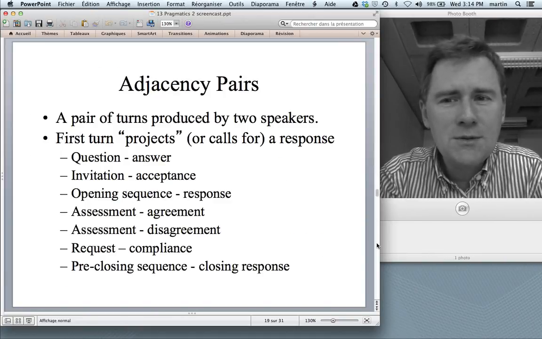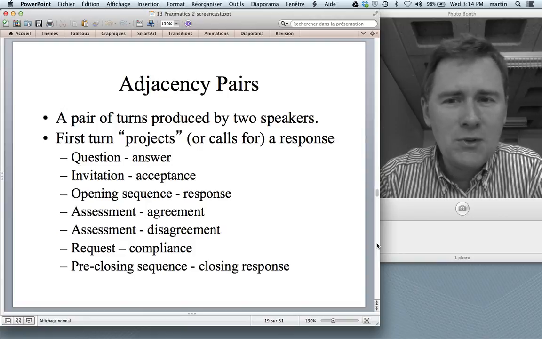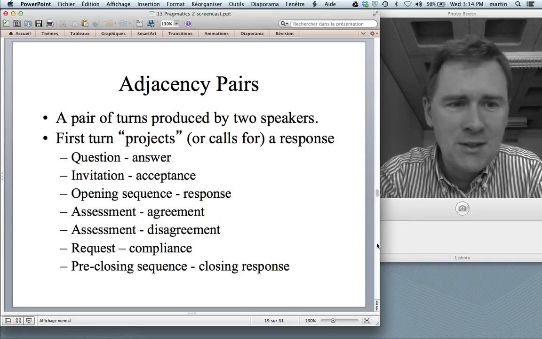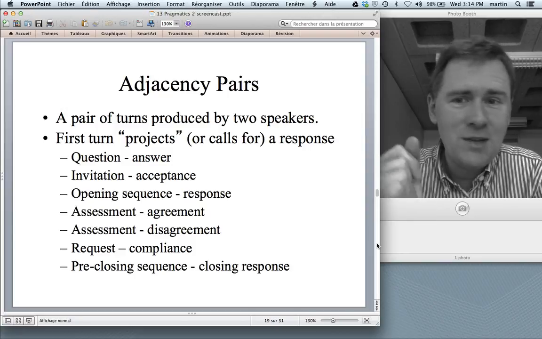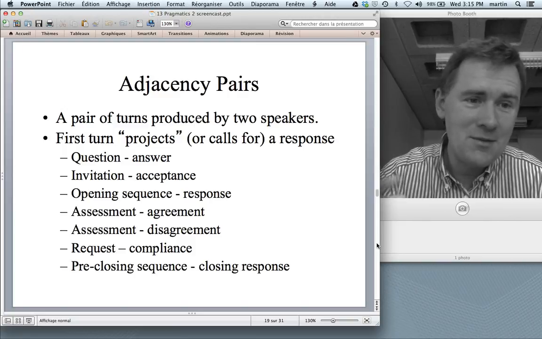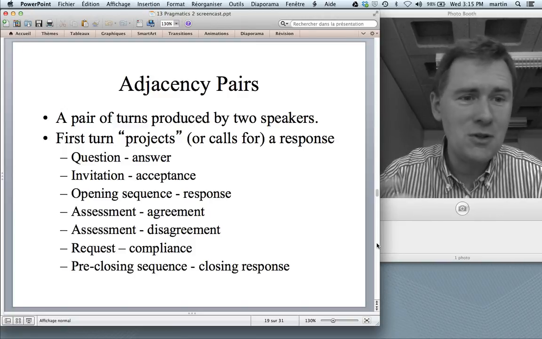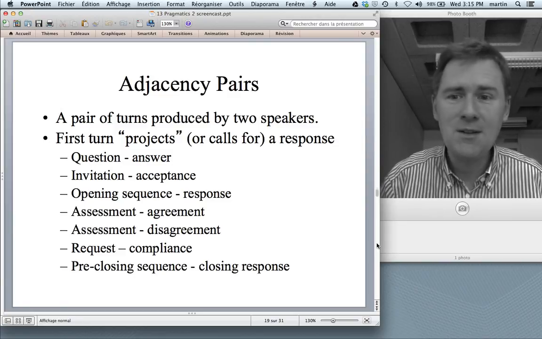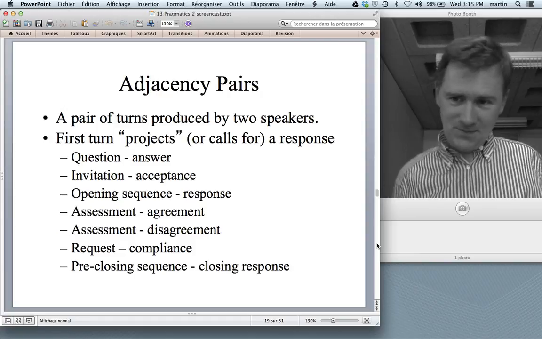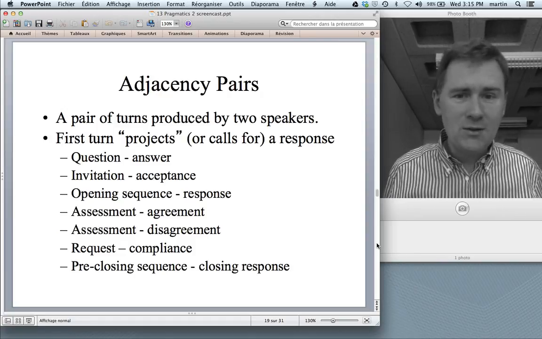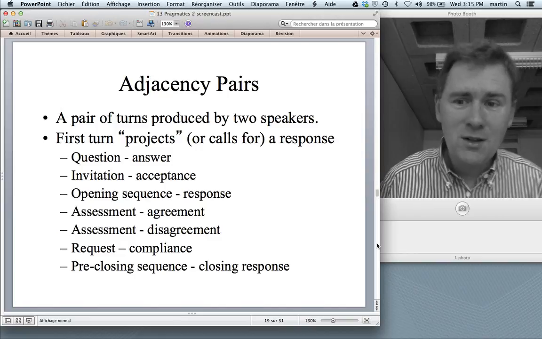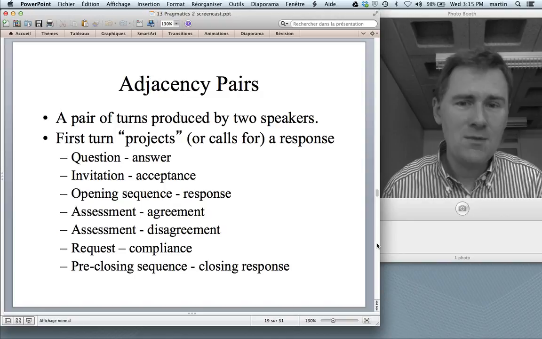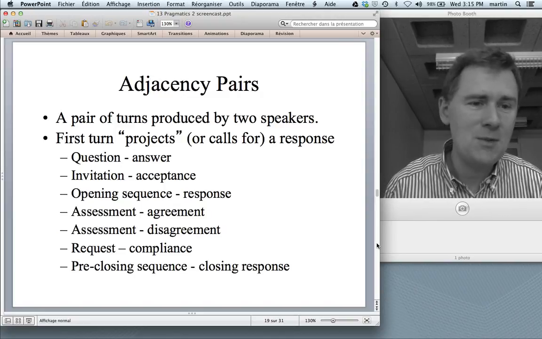Another concept that is crucial for the analysis of conversation is the concept of adjacency pairs. Adjacency pairs, well, you have a pair, and the pair is adjacent, that is, they're directly contiguous. One first and then the next. That's a pair of turns produced by two speakers, not just one. And the first turn projects or calls for the second part of the adjacency pair, a response.